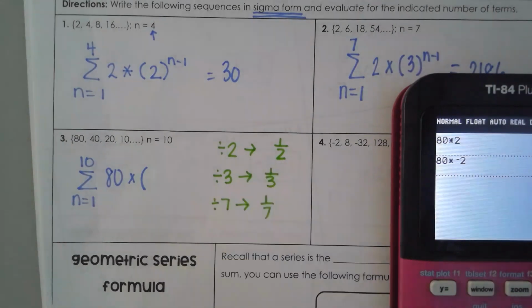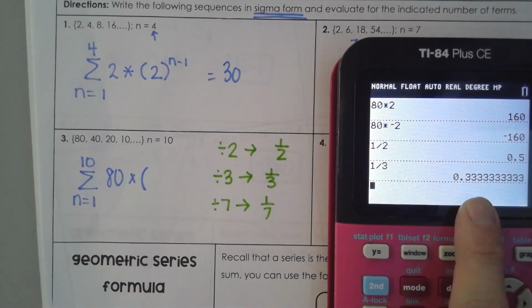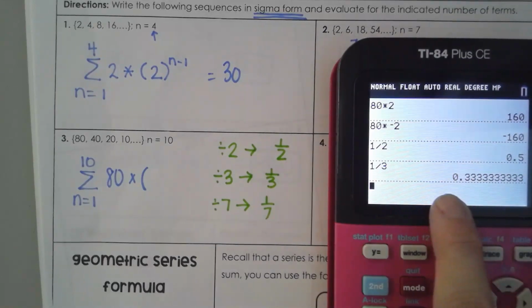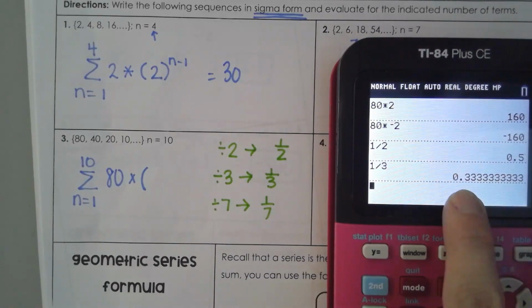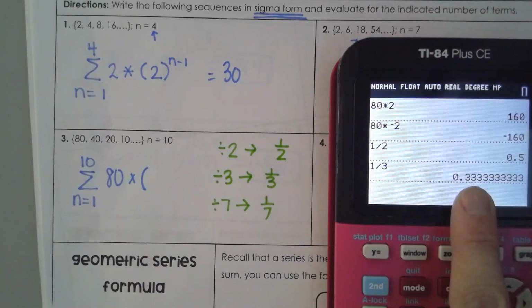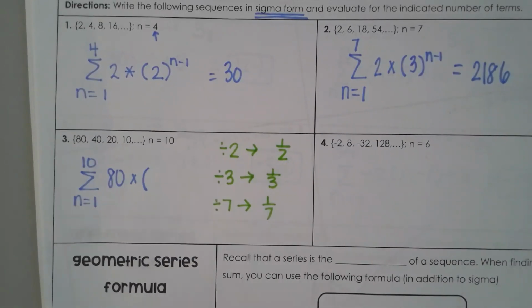1/2 as a decimal is 0.5. That's fine. But 1/3 is 0.3 repeating, and I do not want you to round because you will not get the right answer. So if it is a repeating or if it's a long decimal, make sure you put it in fraction form. So put 1/3 instead of 0.3.